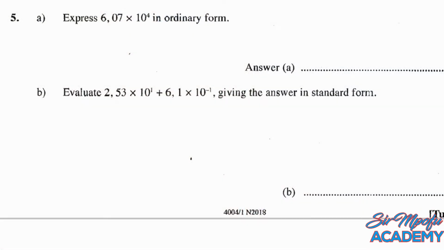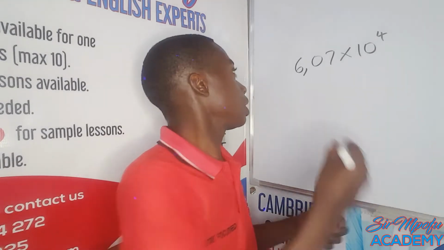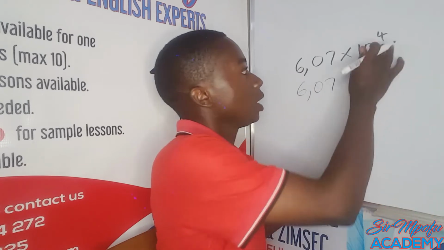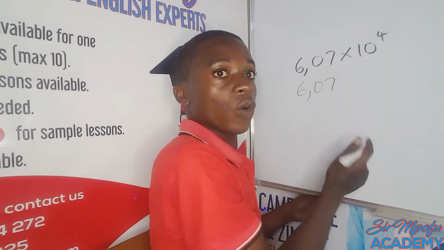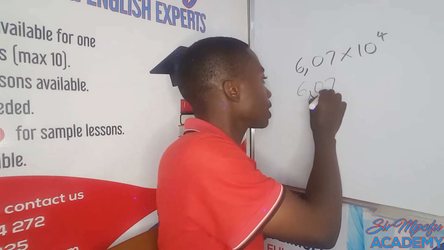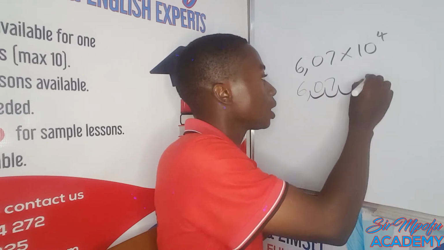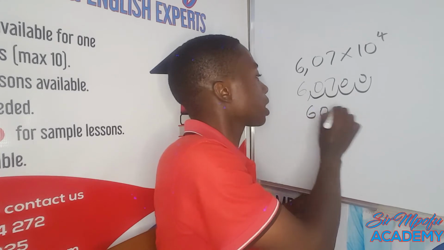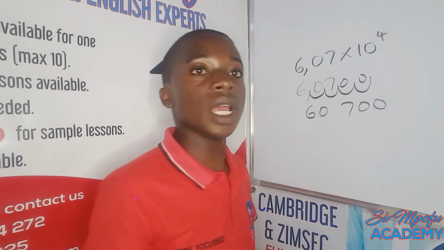For us to convert this to ordinal form, it's very simple and straightforward. How do we do that? You just write it here. 6,07 is to the power positive 4. It means our comma is moving 4 times going forward. So that's 4 times here, there are zeros if there's nothing. So our answer is 60,700.